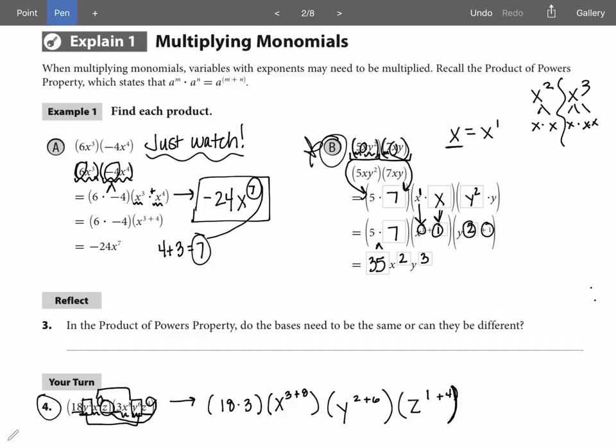Okay. And so when I actually go ahead and simplify that, well, 18 times 3 is going to give me 54. So I have 54. And x to the 3rd times x to the 8th, sorry, we're adding our exponents though. We have x to the 11th, and then we have y to the 8th, because 6 plus 2 is 8, and we have z to the 5th. And so my final answer will be 54x to the 11th, y to the 8th, z to the 5th. Okay.